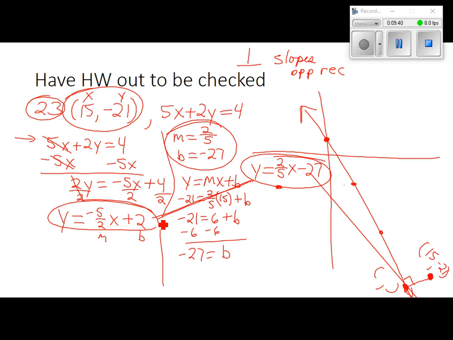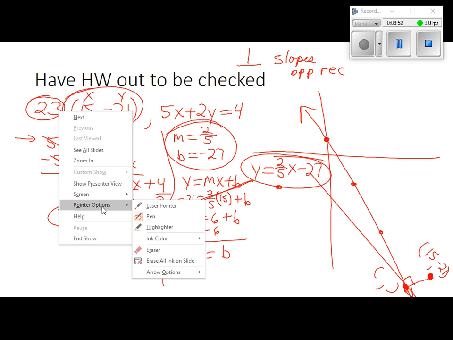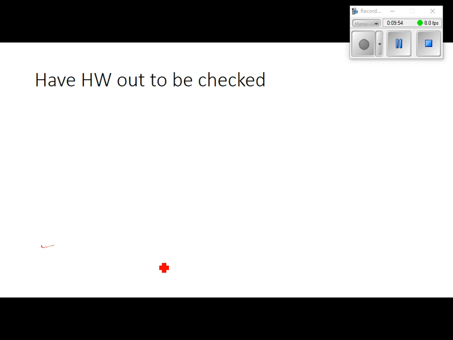Somebody have these two equations written down for me? Because I'm getting ready to erase my slide. Yes, no, maybe? Somebody got both of them? All right, now tell me the two equations. Y = what? Plus what? 2. And what was the other one? 2/5 x minus 27.